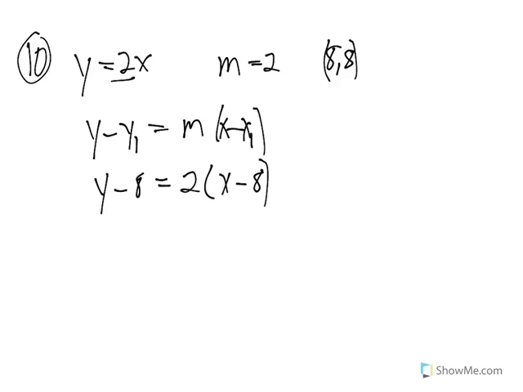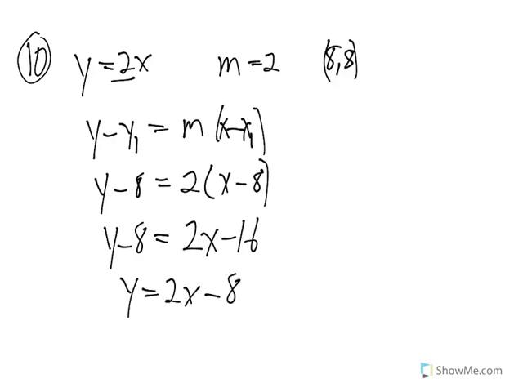Typically, we prefer to have it solved for y because then you can put it in a calculator and graph it or more easily manipulate it, right? So let's go ahead and do that. So y minus 8 equals, distributing the 2, 2x minus 16. And so y equals 2x minus 8 when you add 8 to both sides there. All right. Number 11 is very similar, only rather than it being parallel, you want it to be perpendicular to a line.